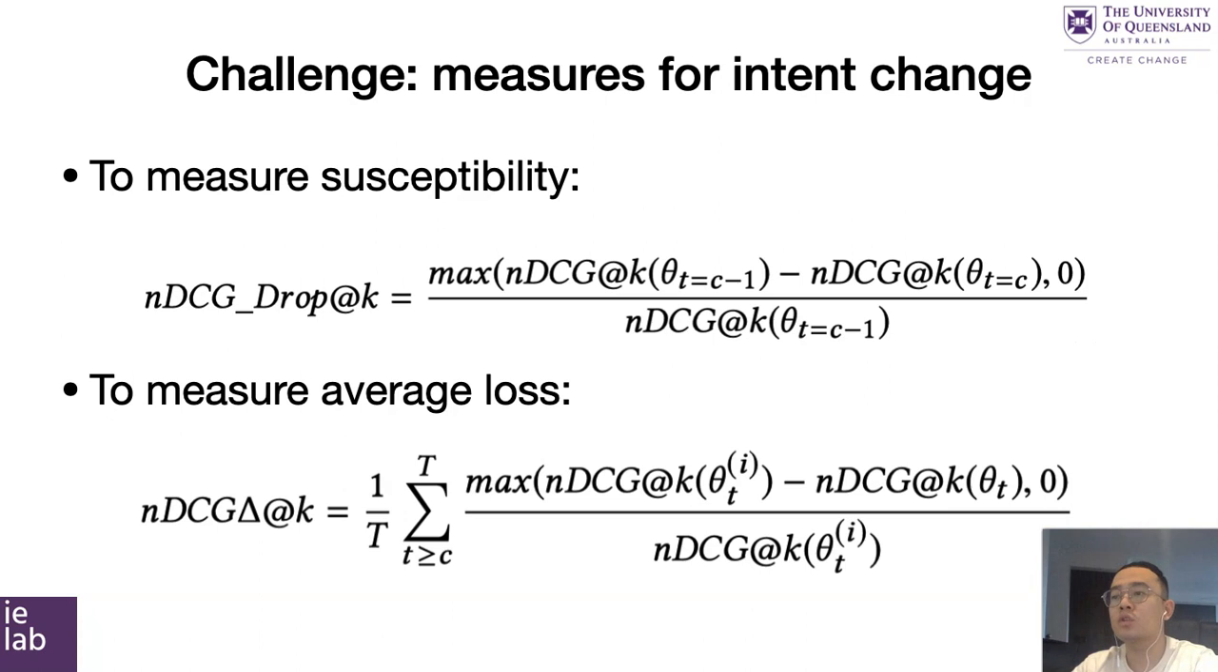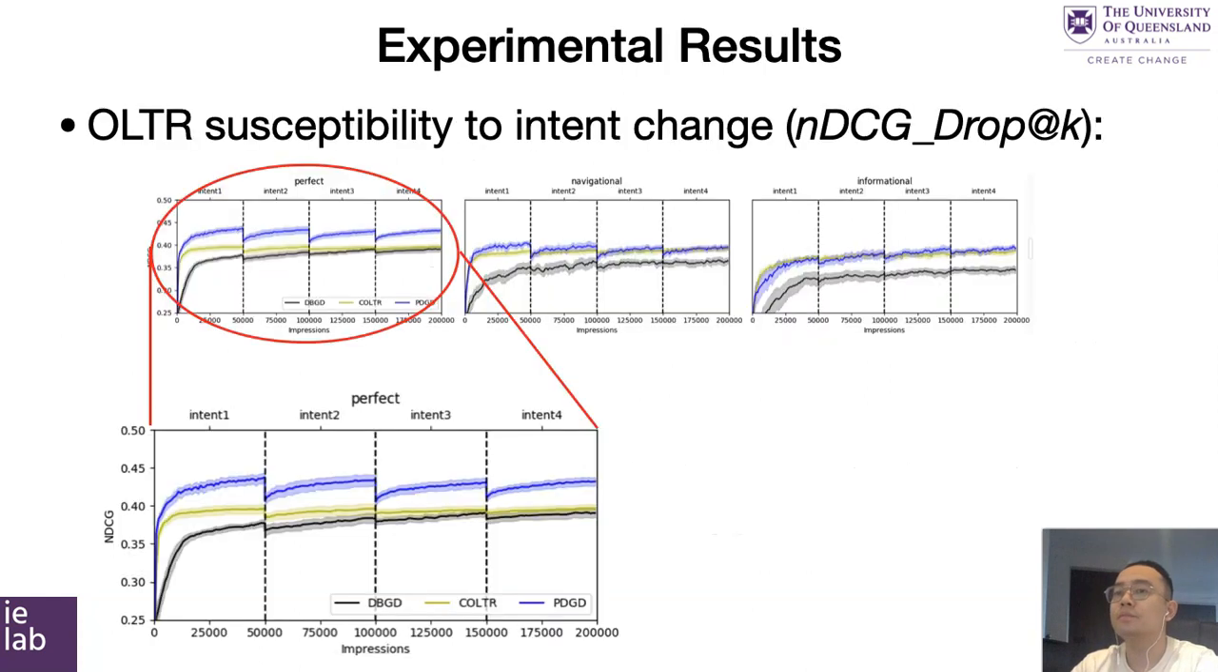This metric measures the cumulative NDCG performance gap between the ranker trained with a fixed intent and the ranker trained with the same intent but changed from another intent. Both metrics are normalized, so their values are always between 0 and 1, and the smaller the value, the better. So let's move to the experimental results and key findings.